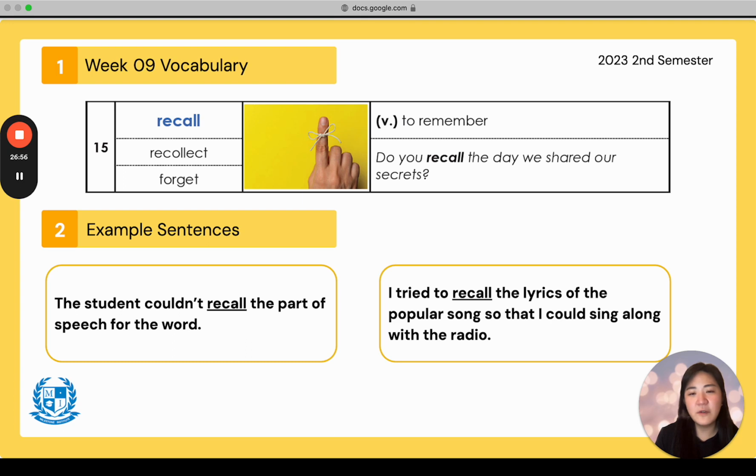Example at the bottom: The student couldn't recall the part of speech for the word. She was taking the test like, oh, was this a verb or was this a noun, or oh, maybe it was an adjective. I don't remember. I don't recall.